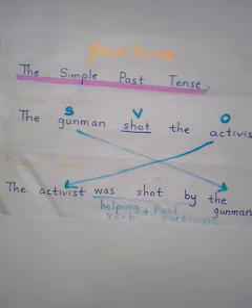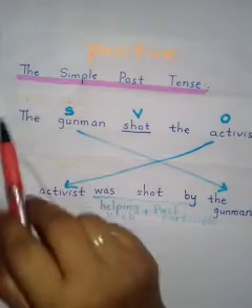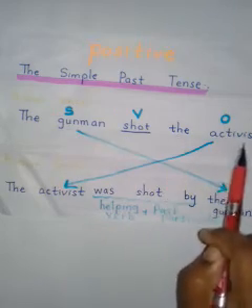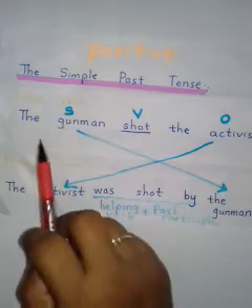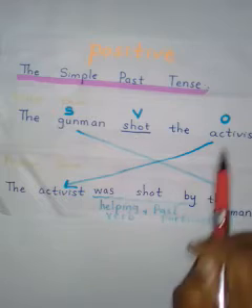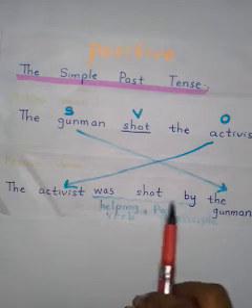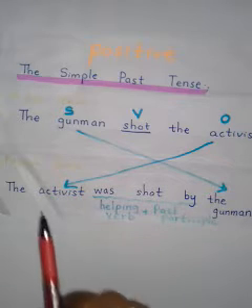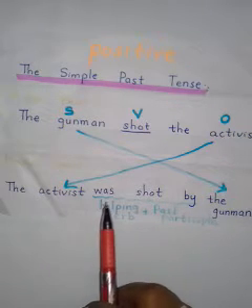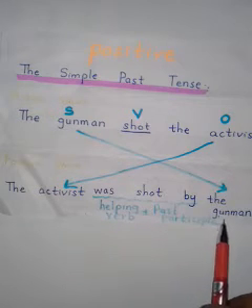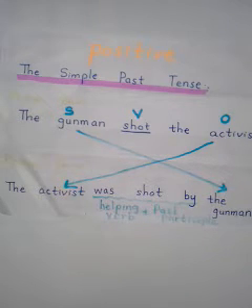Now let's look at the meanings. Active voice: the gunman shot the activist. Passive voice: the activist was shot by the gunman. The simple past tense.